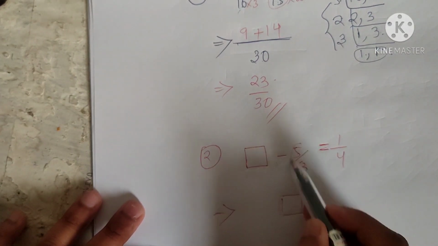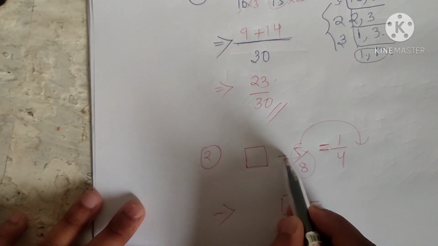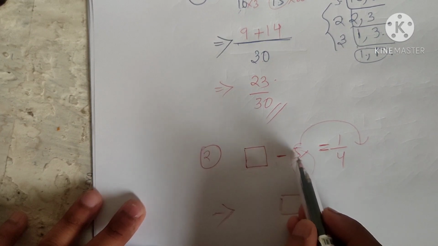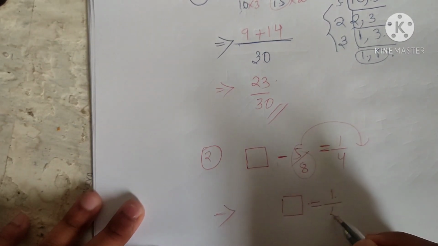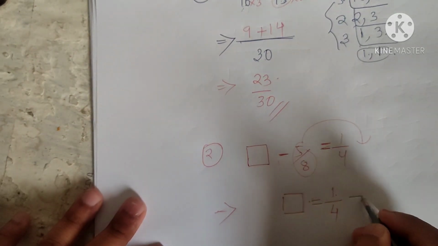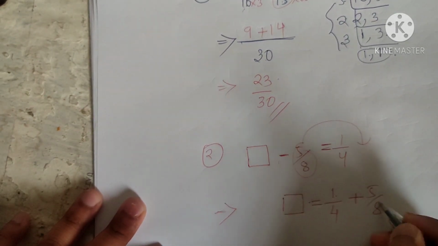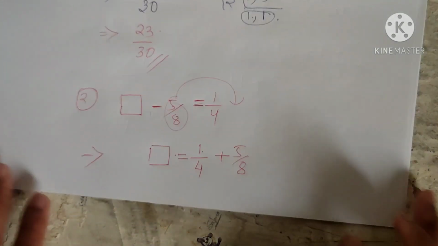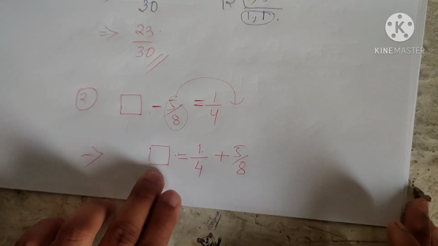Whenever you shift this 5 by 8 to the other side, the sign of that number will change. When we shift this 5 by 8, with 1 by 4 already there, to the other side, this sign will change and it becomes plus 5 by 8. So now the same method: finding the LCM, solving and then writing the answer. Can you do it yourself?